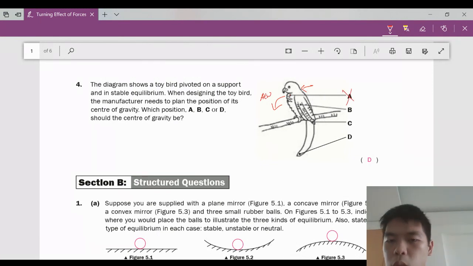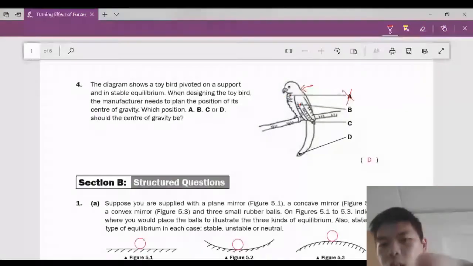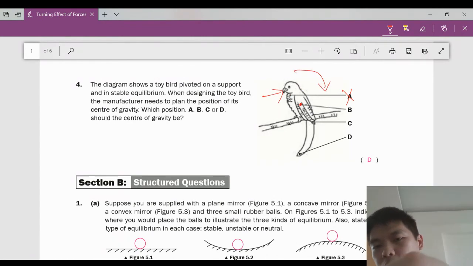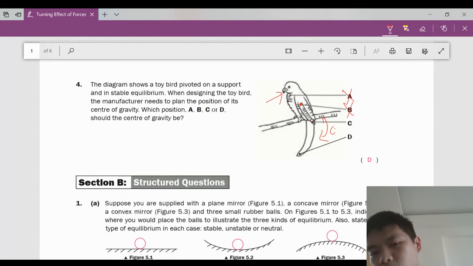Let's imagine if we put it at B. If I give a push this way, center of gravity will fall outside the base area, and the whole bird will tilt clockwise. So we also do not want B. So let's look at C. So C is here. What happens if I give it a push? It will go down, the bird will turn clockwise. So which is also not good, so we do not want C.